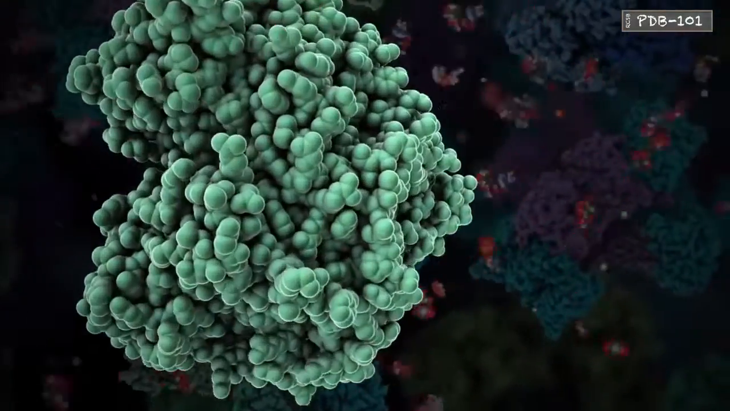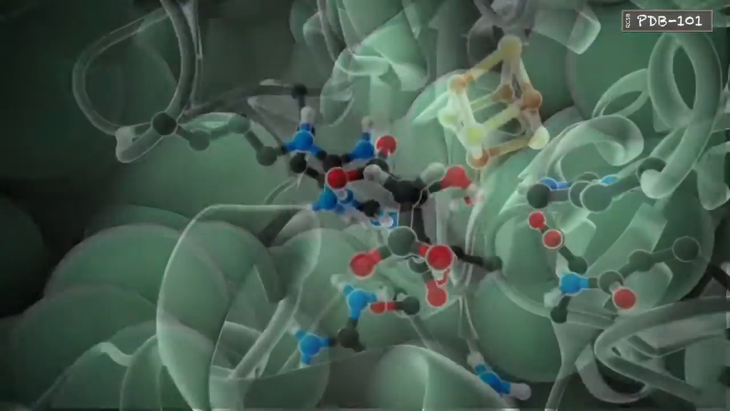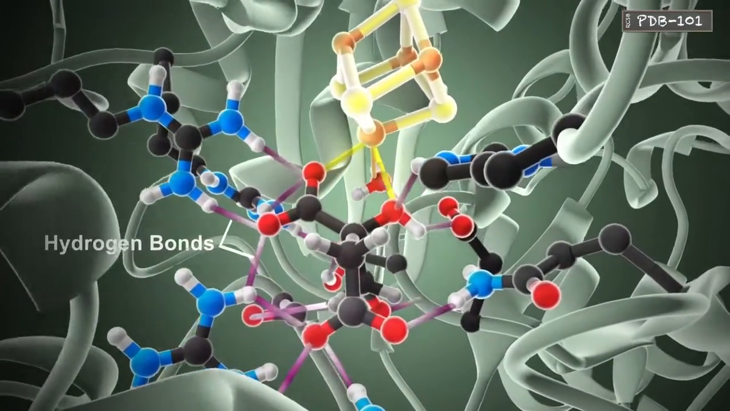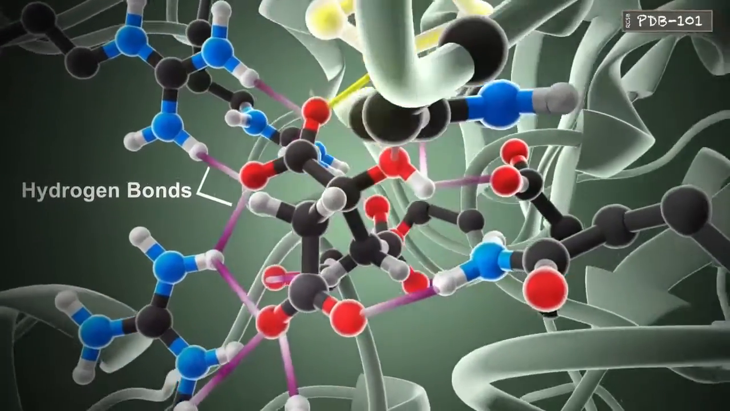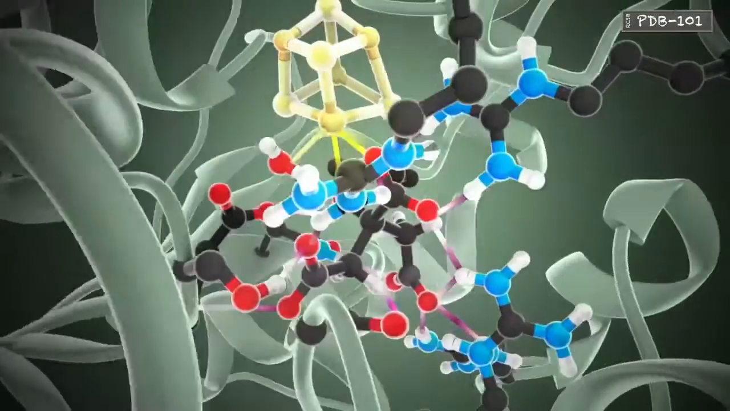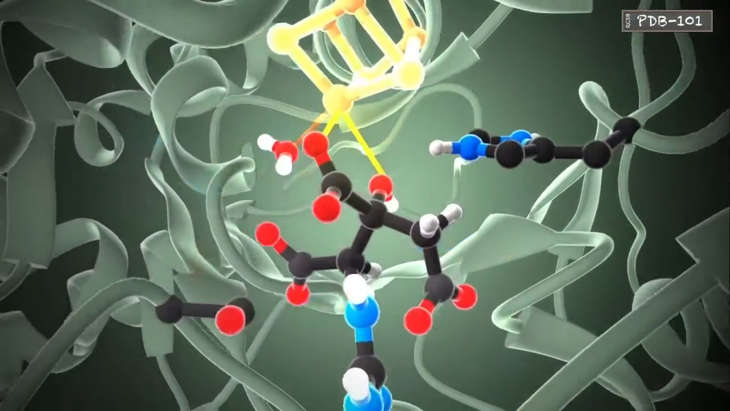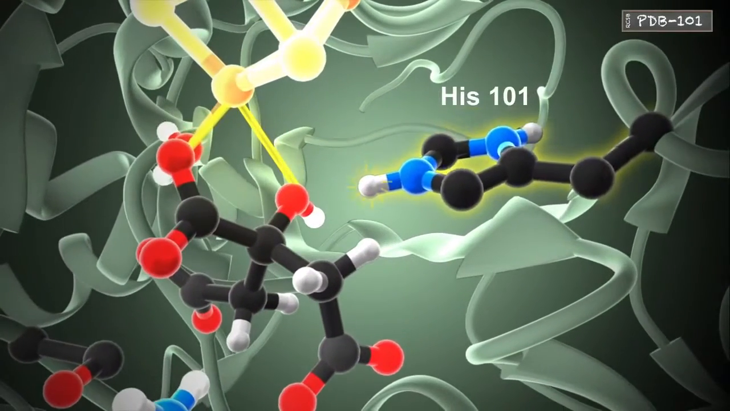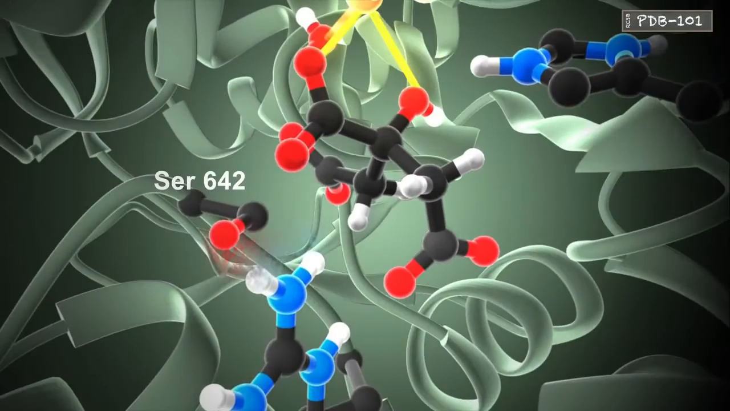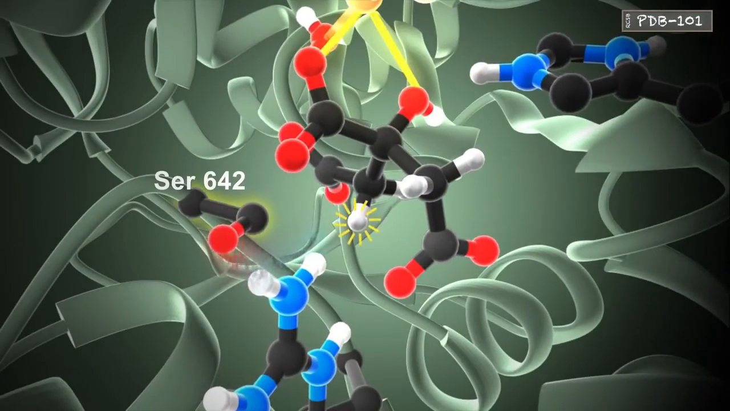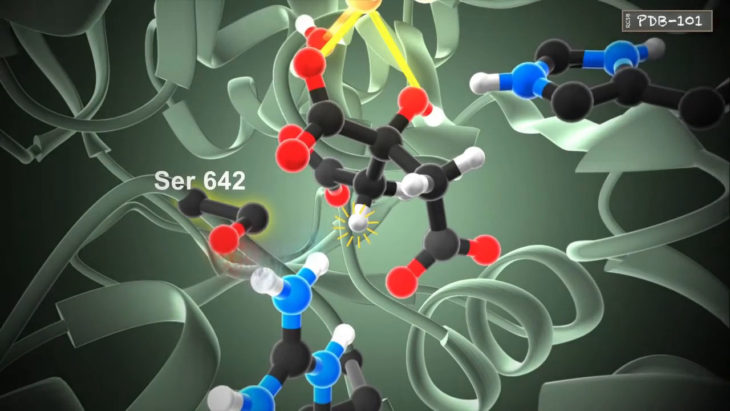In the active site, some amino acids are perfectly positioned to recognize the substrate and hold it in the optimal position for the reaction to begin. Some amino acids are involved in recognizing and holding the substrate. Other amino acids are directly involved in catalysis. Histidine 101 acts as an acid by donating its proton. Thanks to the chemical environment of serine 642, it can act as a base by accepting the proton from the substrate.